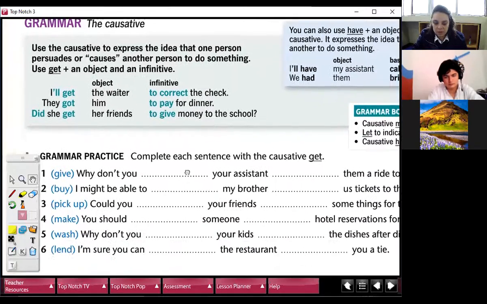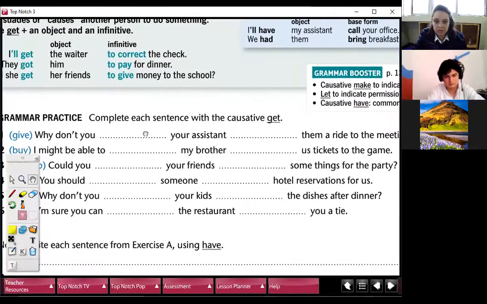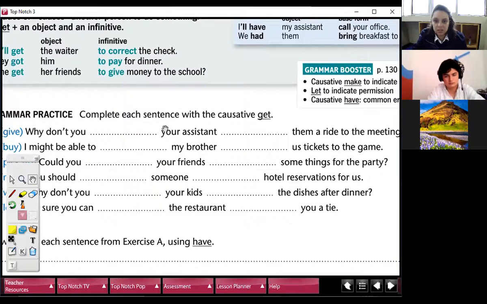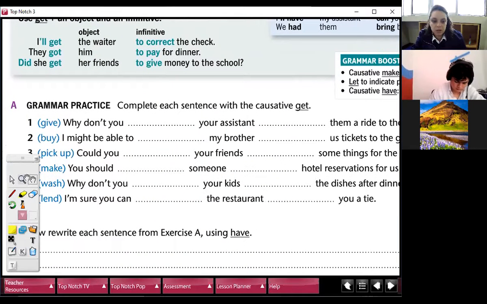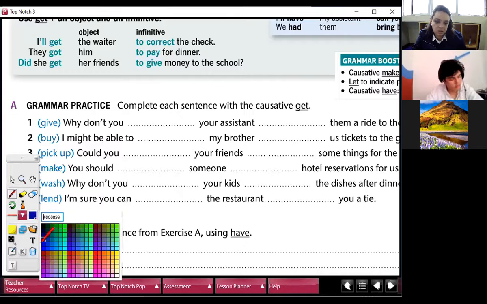Now let's do this part. It says grammar practice. Complete each statement with the causative get. You don't have to use have. You have to use only get. I'm going to do number 1, and by yourself you have to do the other ones. For example, number 1. Let me see. I'm going to change the color to blue.